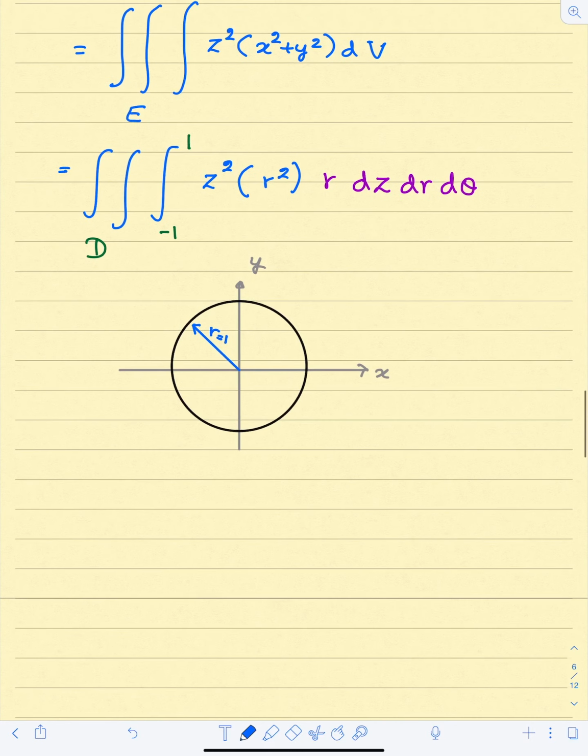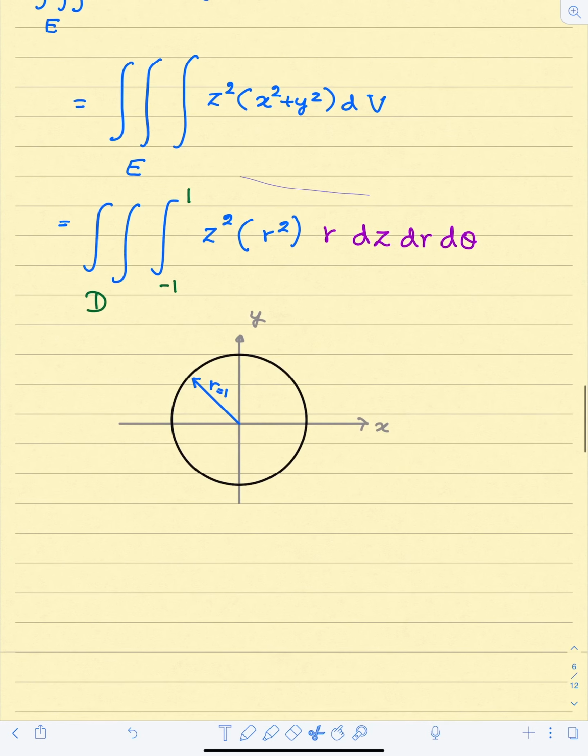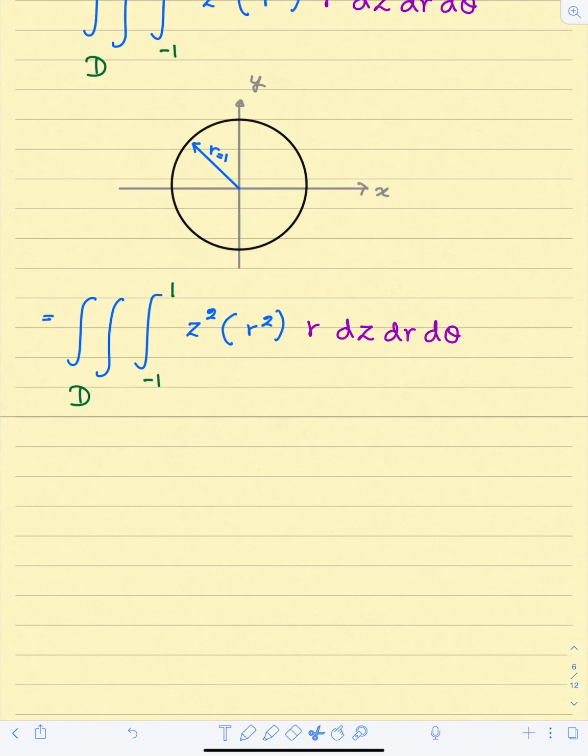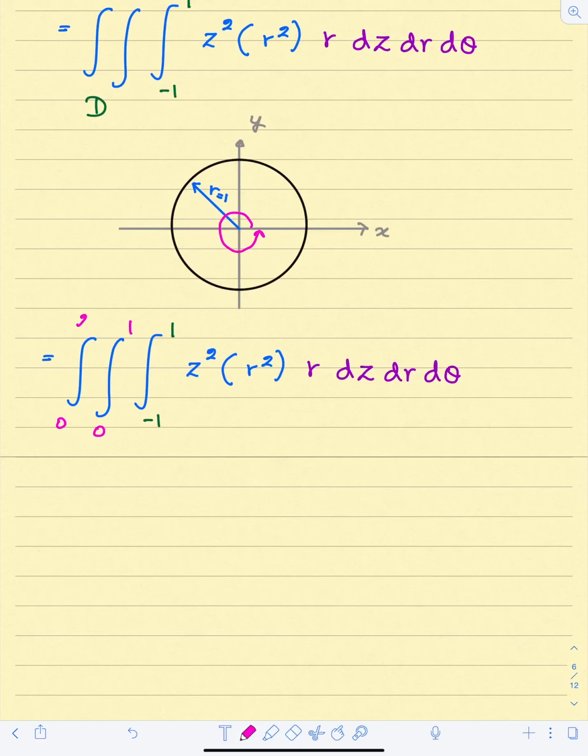So now for this triple integral, we can figure out the limits of the first 2 integrals. The middle integral corresponds to the r variable, and r goes from 0 to 1. The outer integral corresponds to the theta variable. Theta goes from 0 to 2 pi, because we have a full circle.